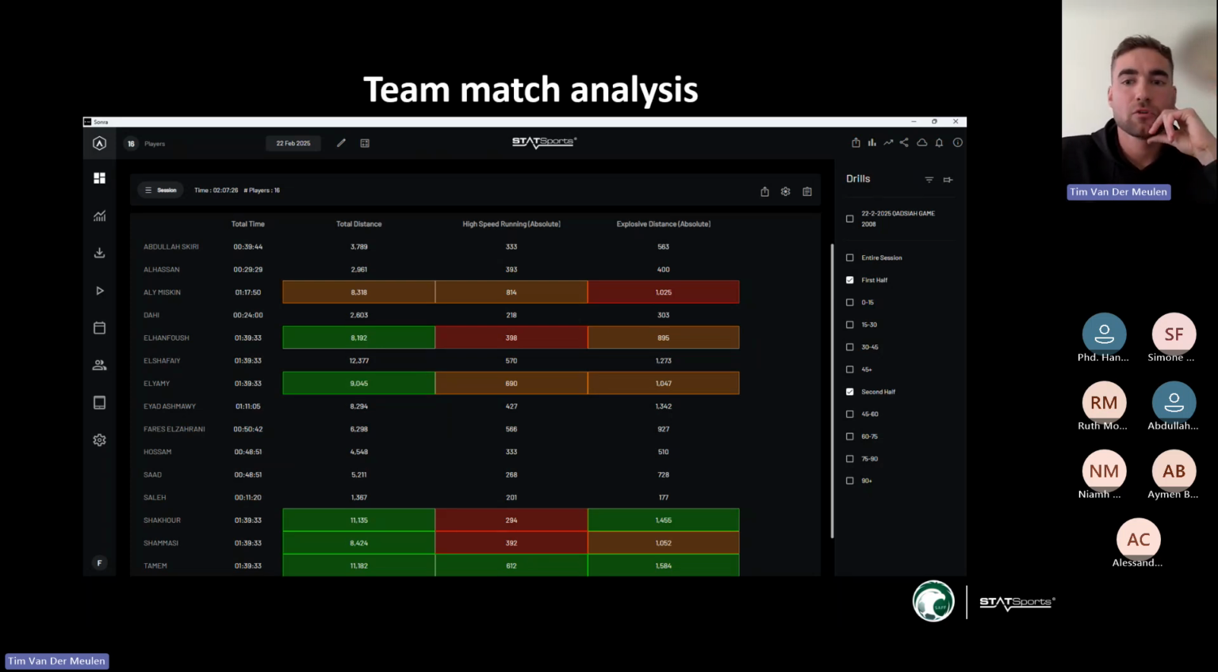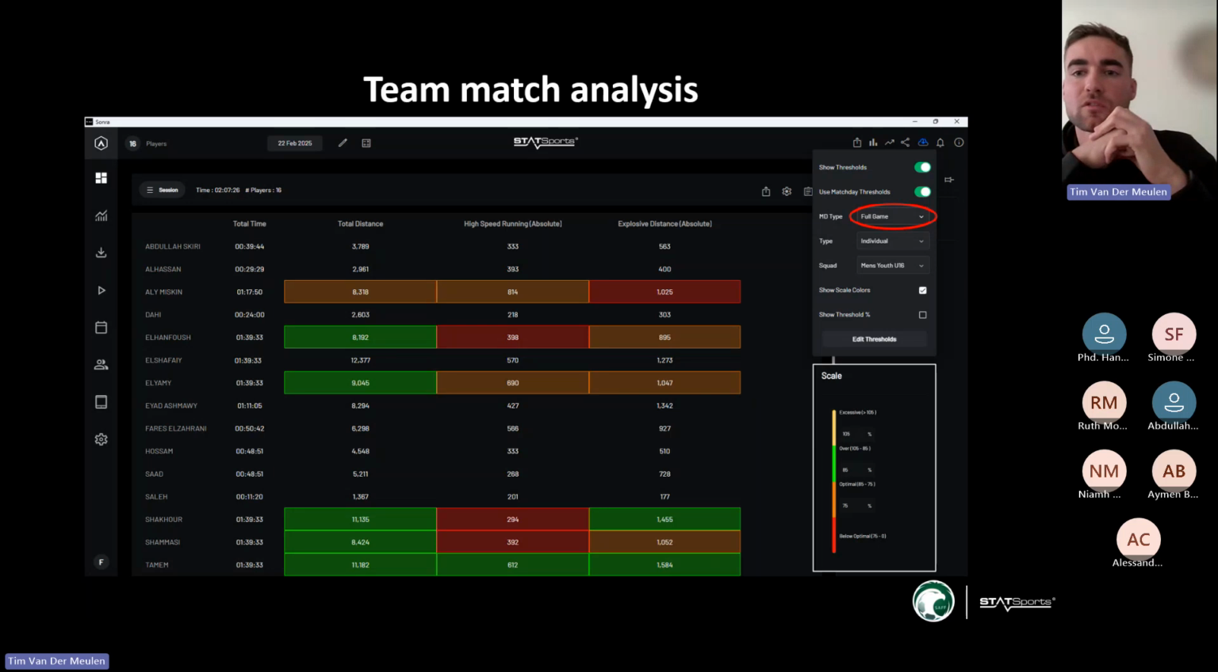As you can see, I've toggled on the thresholds based on full game benchmark values and based on the color scale. The color will be red if the value is below optimal, within the range of 0 to 75%. It will be orange between 75 and 85%. Between 85 and 105%, it will be green, and above 105%, it will be gold. And this is totally up to you.